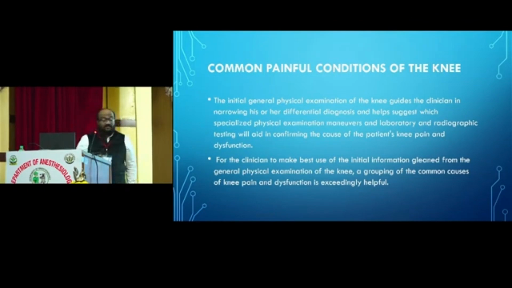So the common painful conditions of the knee, why we need to know this is because we need to know the sources of pain. What are the things which can generate pain in a knee? So your bones, ligaments, bursae are usually the common things.